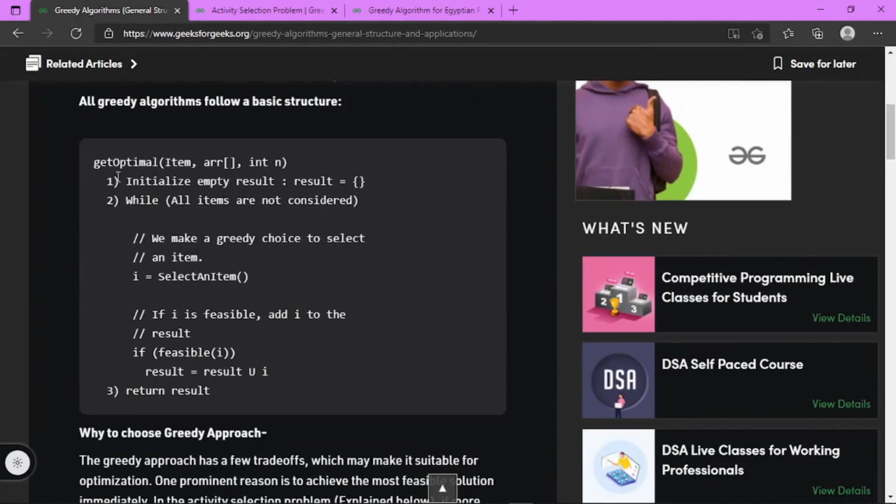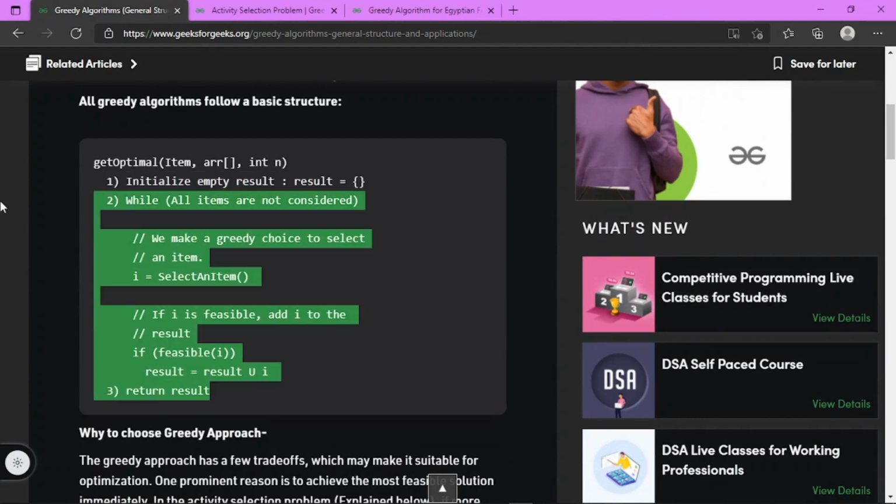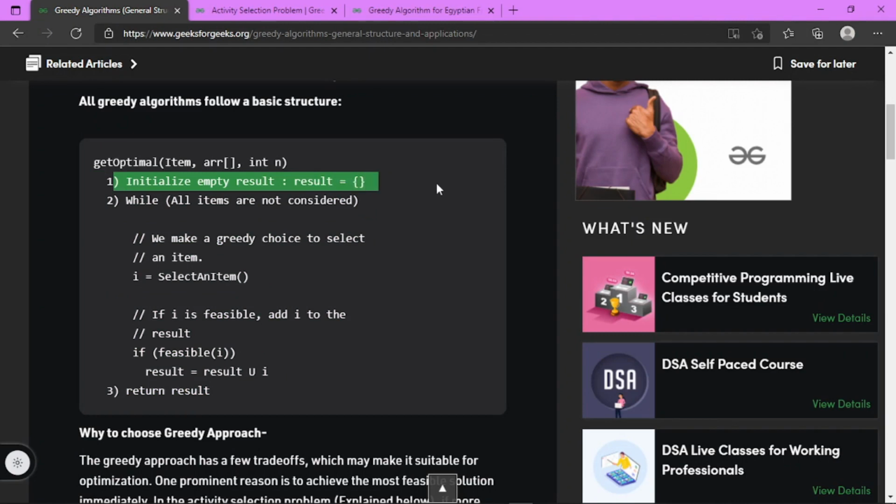Now getting to the pseudocode, which is generally the case in all the greedy solutions we follow. Firstly we will initialize an empty result list or array, whatever you can take. Then we will check every element and put it in a variable, and then check whether that value or the result gives a feasible output or not. If it is feasible, then we will append it into the result, and we will follow this loop until we have traversed all the array or list elements, and at last we will return the result.